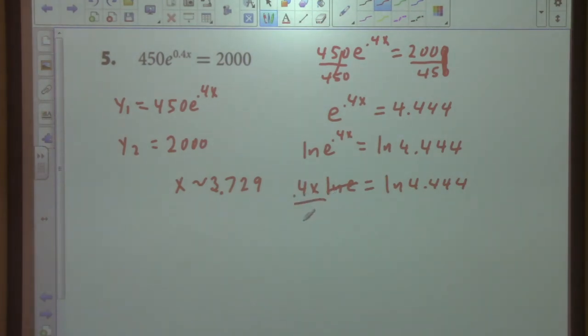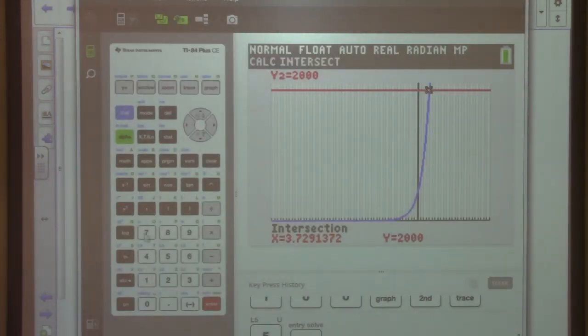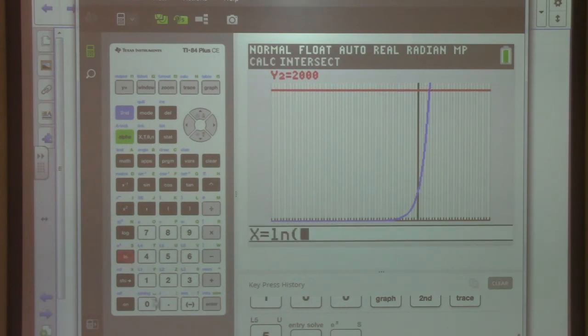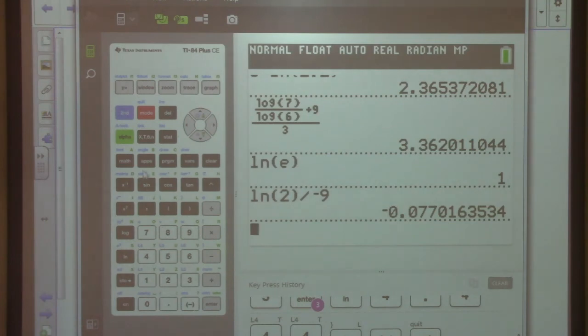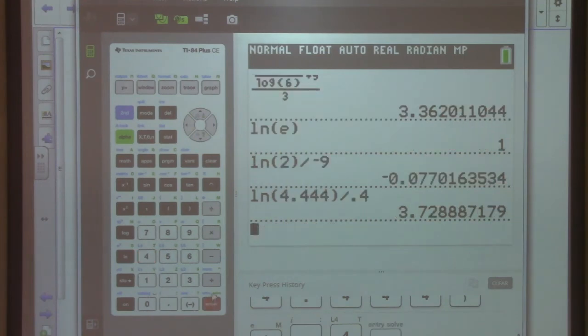And then what next? Solve. Yeah, so if we divide by 0.4, x is going to be equal to ln 4.444 divided by 0.4, and we get 3.729.